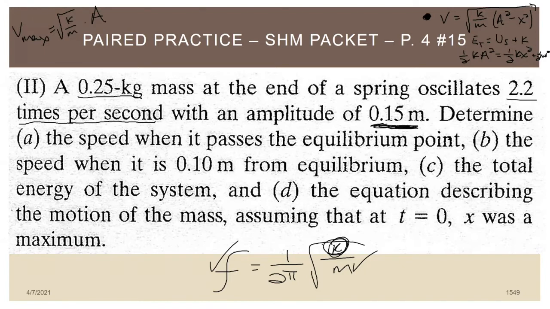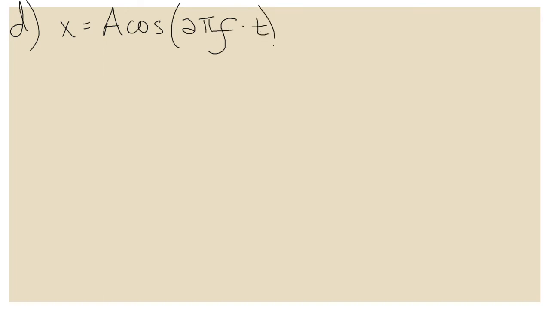x was a maximum. Assuming that x was a maximum effectively means the position versus time graph is going to look like this. And that means this thing is going to start out as a cosine. Now, sometimes they're going to say, assuming x was a minimum, in which case you'd need to modify the template that's shown to you in the AP reference table. But remember, the template in the AP reference table says the position function is going to be given by x equals A times the cosine of 2 pi f times t. They already told us that x is a maximum, so we're going to leave it as a cosine. If they told us it was a minimum, we just change the cosine to a sine.